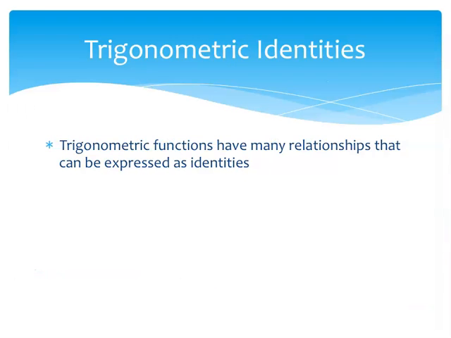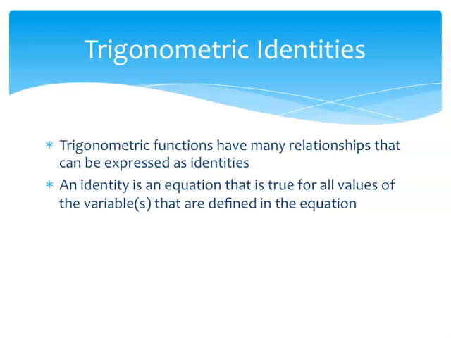So trig functions have many relationships that can be expressed as what we call identities. What that means is that some relationship between trig functions will be equal to another relationship between trig functions. You'll notice they're identities because they have equal signs, that means the left-hand side is identical to the right-hand side. So an identity is an equation that is true for all values of the variable or variables that are defined in the equation.